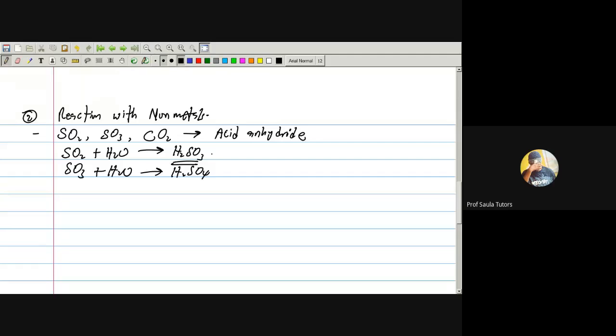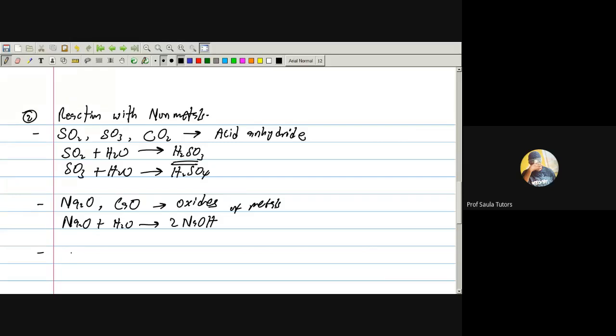Also, pay attention to this. Water can also react with oxides of metals, like Na2O, CaO. All these are called oxides of metals. When water reacts with oxides of metals, what do we get? We get alkalis, an alkaline solution. As simple as that. All these are very simple.